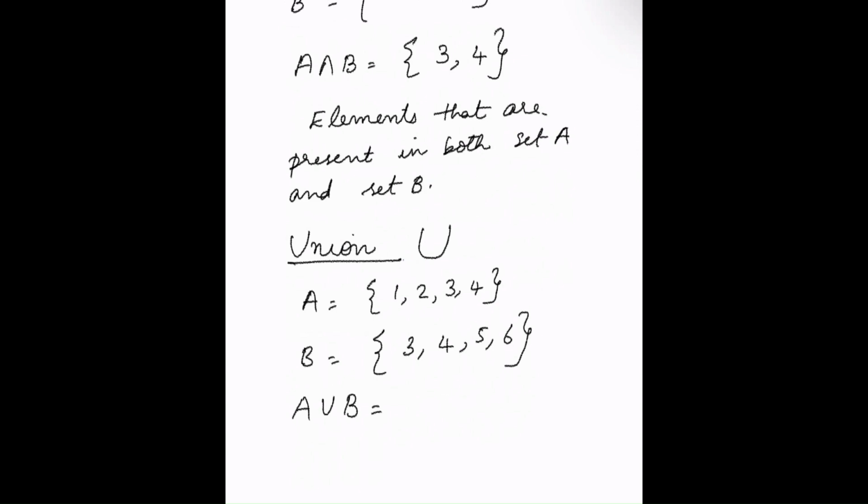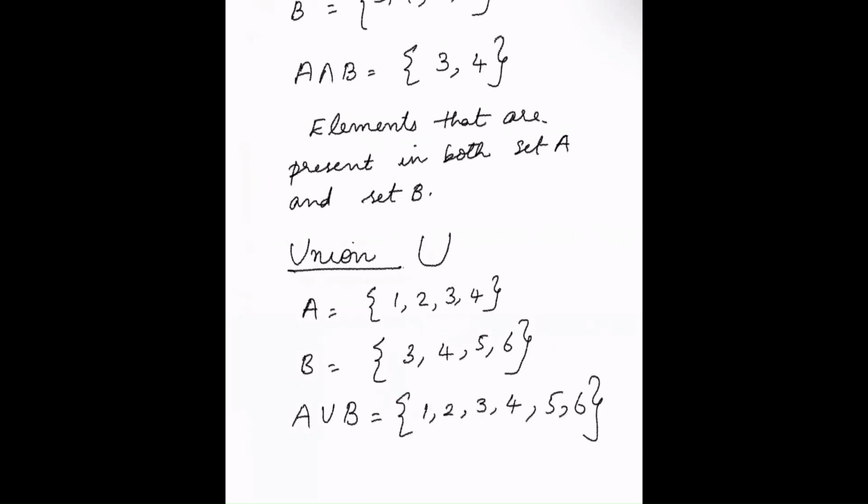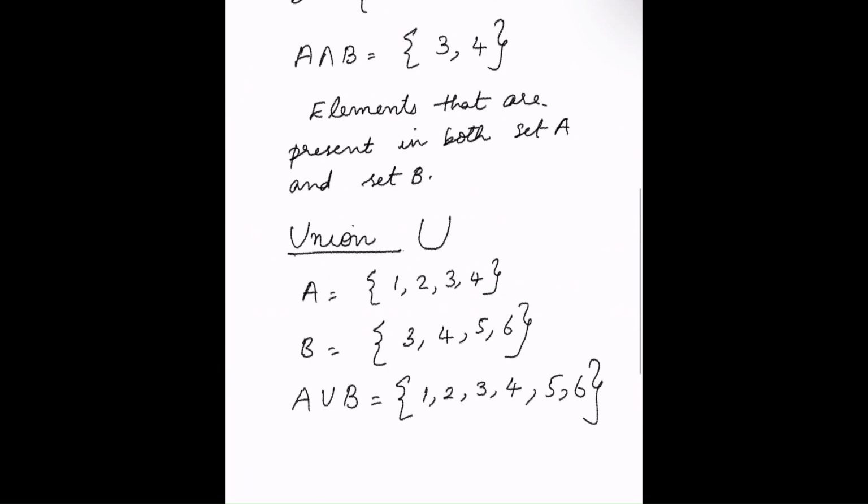So A union B will have all the elements in A and B, but only once, not repeated. So this is your A union B, all the elements listed once. Got it? Next important thing is complement.